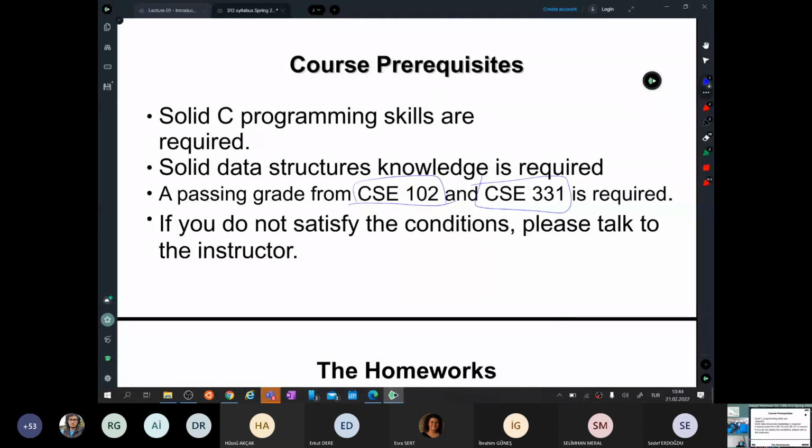If you are one of our undergrad students, then there is no way you can take this course without passing these two courses. Okay. Any questions?